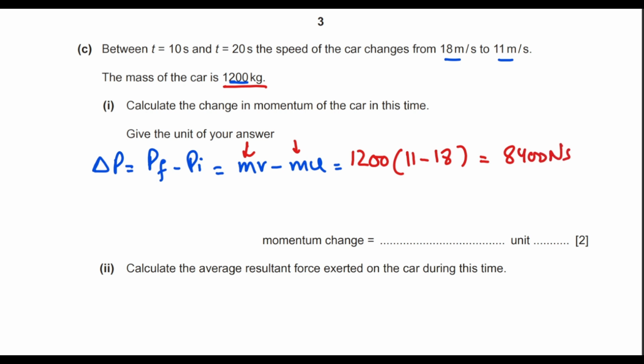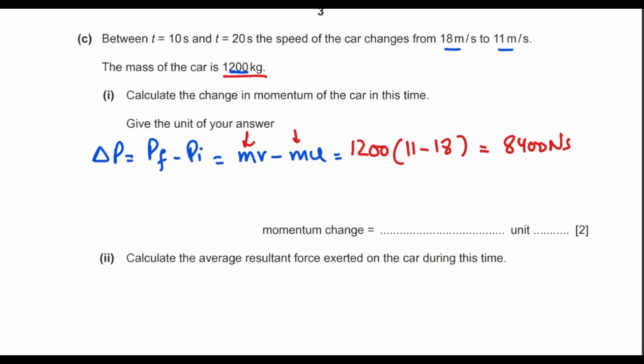Now, the negative sign only represents that it is undergoing a decrease in momentum in the reverse direction. Of course, momentum is a vector quantity. And since it is undergoing a deceleration, the momentum is changing backwards. So adding a negative sign or not is not going to be a problem over here. You can add a negative sign or you can leave it. It's your choice. So the change is 8400 and the unit will be Newton seconds, right?